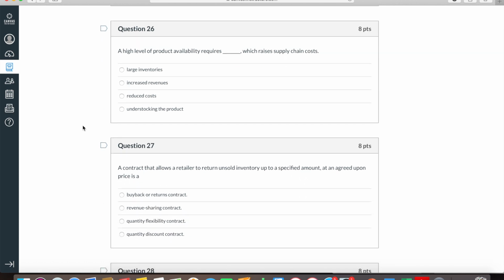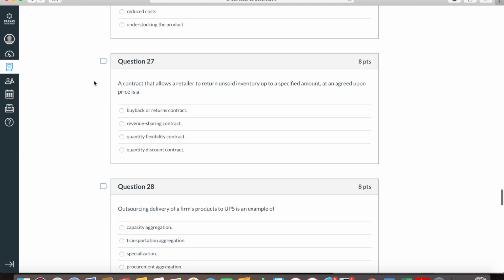So question 26. A high level of product availability requires blank, which raises supply costs. So which of these answers tells us that there's a high level of product availability? Understocking the product is definitely not. Reduce costs, no, that doesn't mean that the product is more available. If you increase revenues, no, that also doesn't necessarily lead to the product being more available. It's actually large inventories. If you have more stuff, the product is more available. Pretty common sense when you think about it like that.